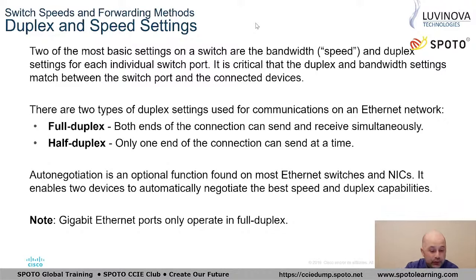So two of the most basic settings on the switch are the bandwidth, or what we call speed, because it depends how big the bandwidth is, and how much information we can put through in a certain period of time. That's how we measure our speed. And duplex settings for each individual switch port. On the switch we have networking ports, and any switch can have a maximum of 48 ports.